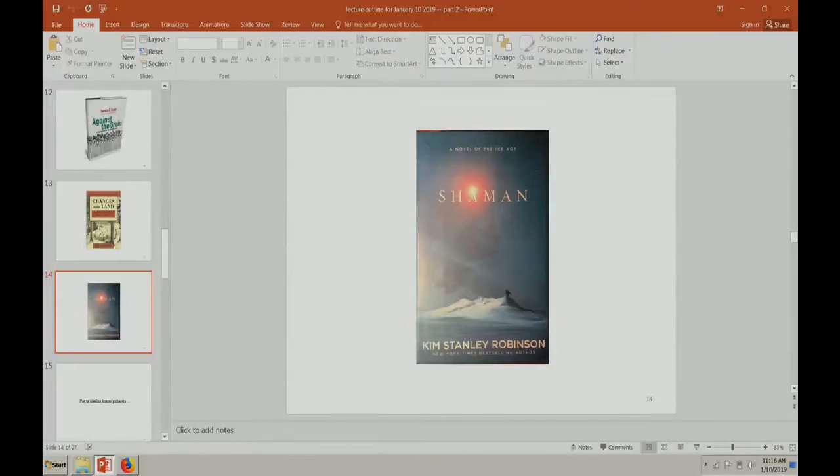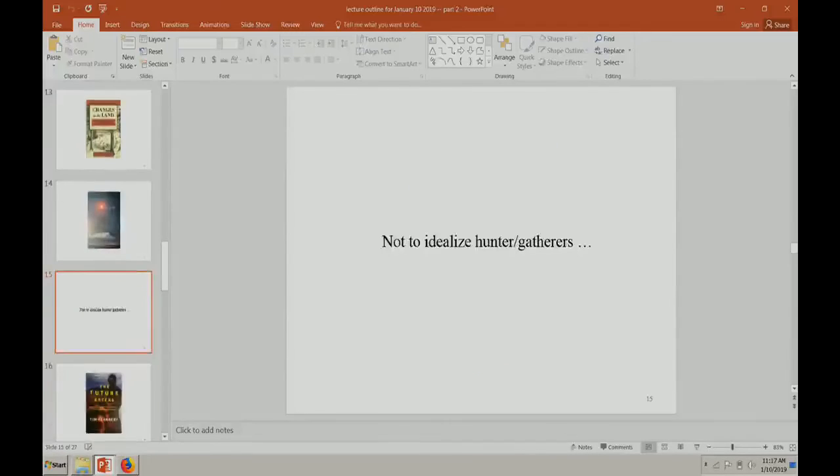And if you like more fiction, I would recommend this book. Kim Stanley Robinson, probably the best sci-fi writer currently alive and writing. And this book, which he wrote a couple years ago, Shaman, is his research-based but fantasy life of what human life was like right at the end of the last ice age. Brilliant and wonderful work if you like to do it that particular way.